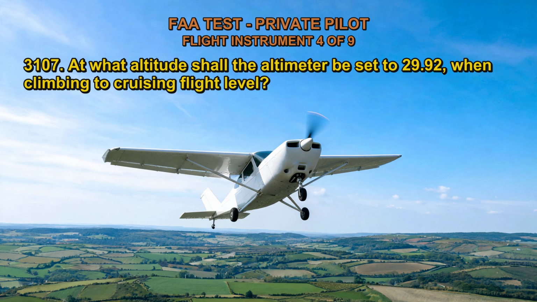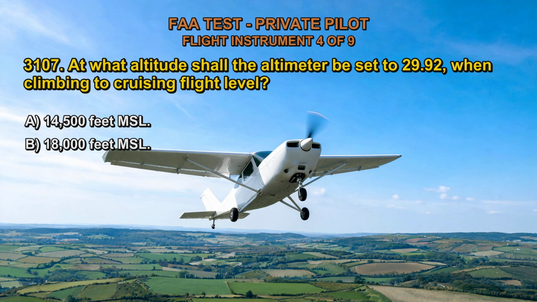Q3107. At what altitude shall the altimeter be set to 29.92 when climbing to cruising flight level? A. 14,500 feet MSL. B. 18,000 feet MSL. C. 24,000 feet MSL.